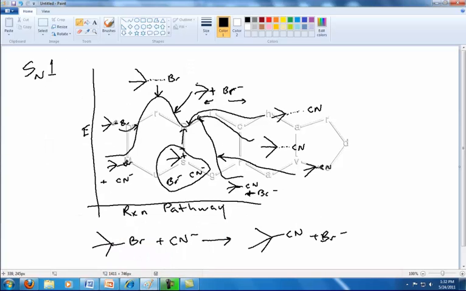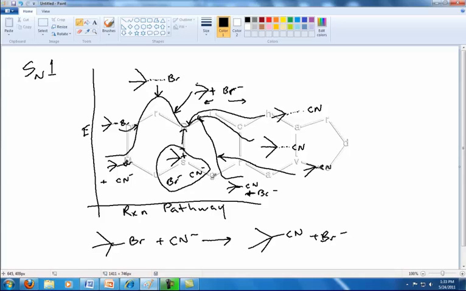Now, as the C-Br bond gets longer and longer, the energy of this system increases until at this point, when the Br is just about to leave, is the highest energy point of this system. Now the Br has left, and we're left with a C+ and a Br-, and they're moving further apart. So the energy is going down again until we've got this carbocation and the Br- far apart.